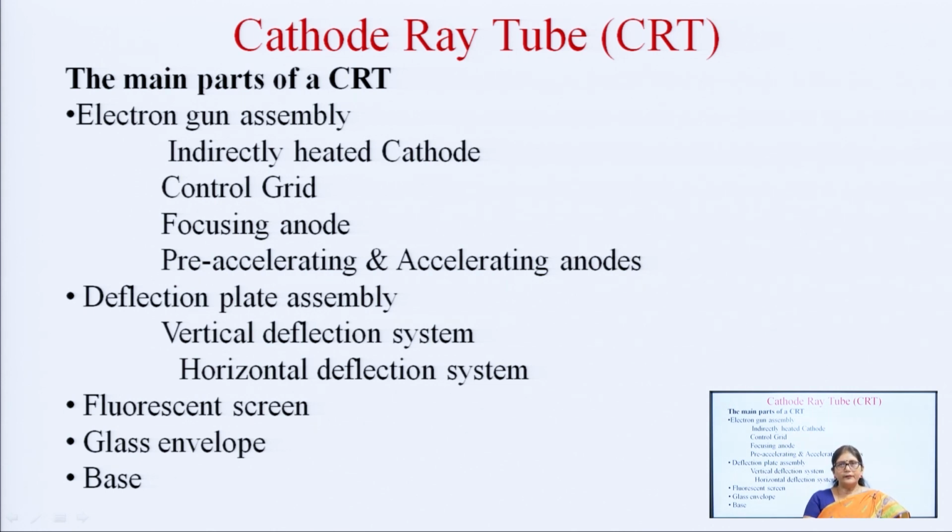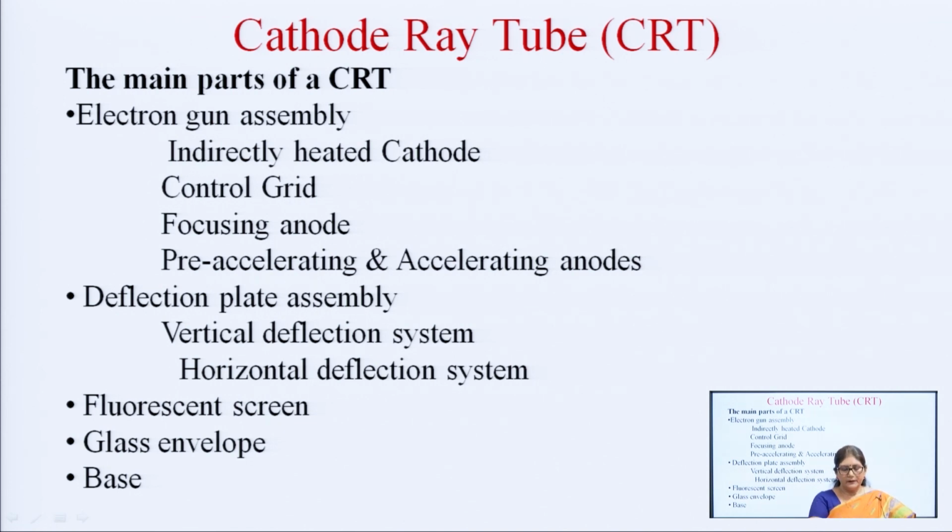Then there is the fluorescent screen. The fluorescent screen converts the electrons, that is the electrical signal passing through the electron beam, into the generation of the waveform on the screen. Then the glass envelope is an evacuated glass envelope inside which all the assemblies are placed. In the CRT, all the connections are made through the base.